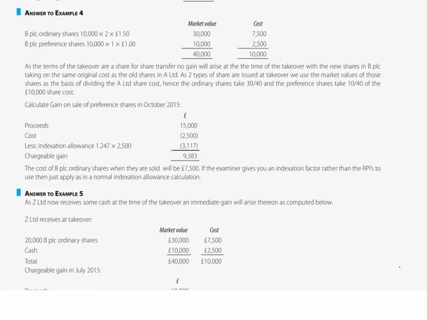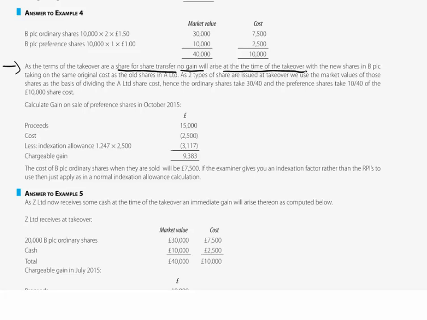So looking here at the answer to example 4, let's just ensure that we've understood what was being done, where the technique shown is the technique as has been used by the F6 examining team there, which is to simplify the scenario of the takeover. So what have we got here? It says, as the terms of the takeover are indeed a share for share transfer, no gain will therefore arise at the time of the takeover. It's paper for paper, share for share. There is no cash, no gain crystallizes, there'll be no taxability at that point.